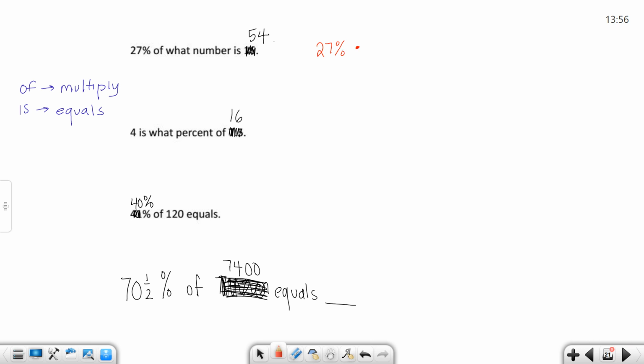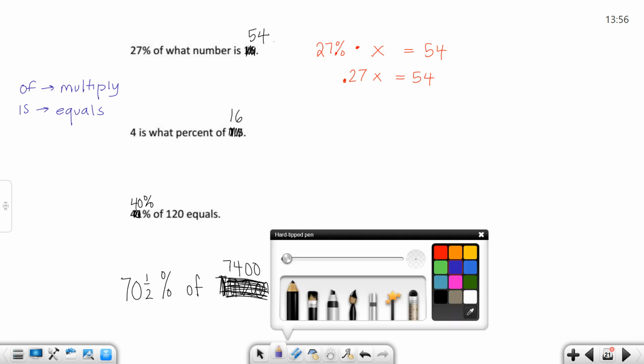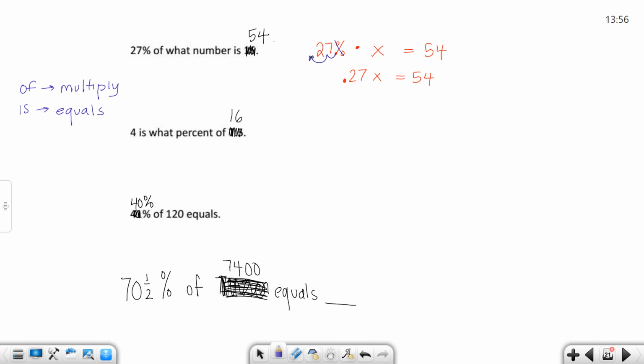of means times. What number is x? Is means equals 54. So you're going to do 0.27x equals 54. Because remember, to change from a percent to a decimal, we drop the percent sign and move it 2 places. So I'll divide by 0.27 on the left and divide by 0.27 on the right, and x equals something.